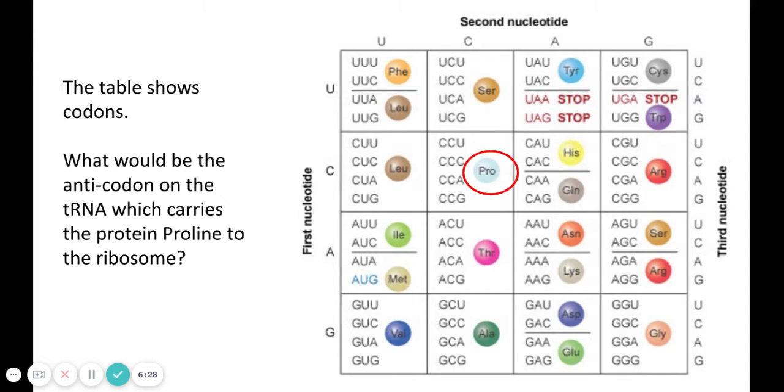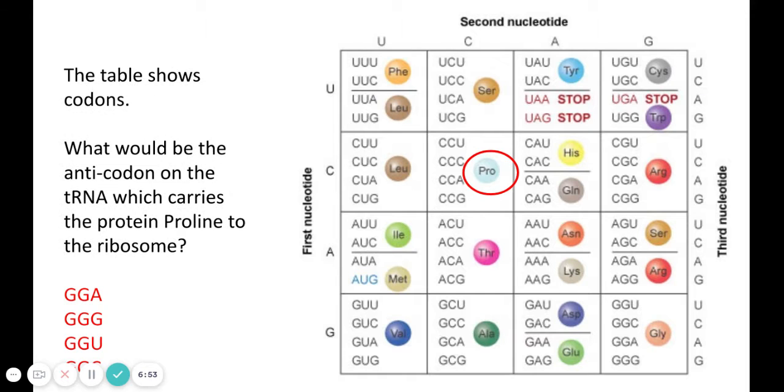Okay, what would the anticodon be on the tRNA which carries the amino acid proline to the ribosome? So the first thing to do is find proline. Then you have to remember that the table shows codons, but the question is asking about anticodons, and that's really common for the SQA to show you one thing and ask about the other. So as long as you don't make the mistake of thinking that's the answer straight away, what we have to do is translate one of those codons into an anticodon.